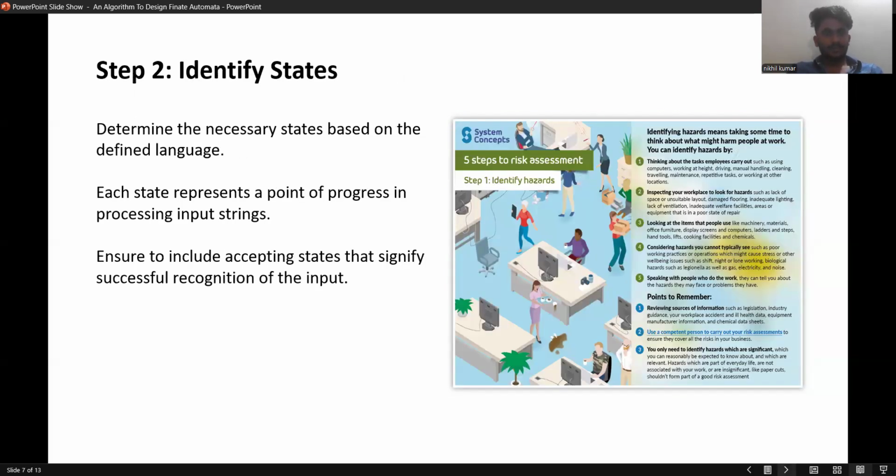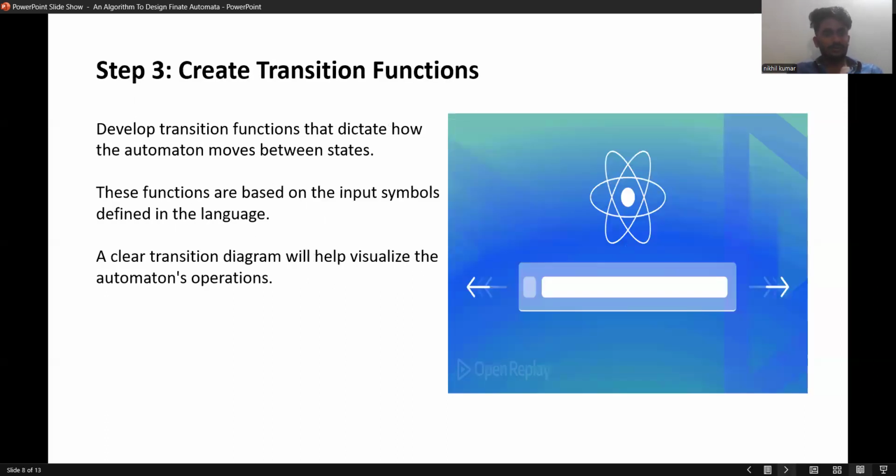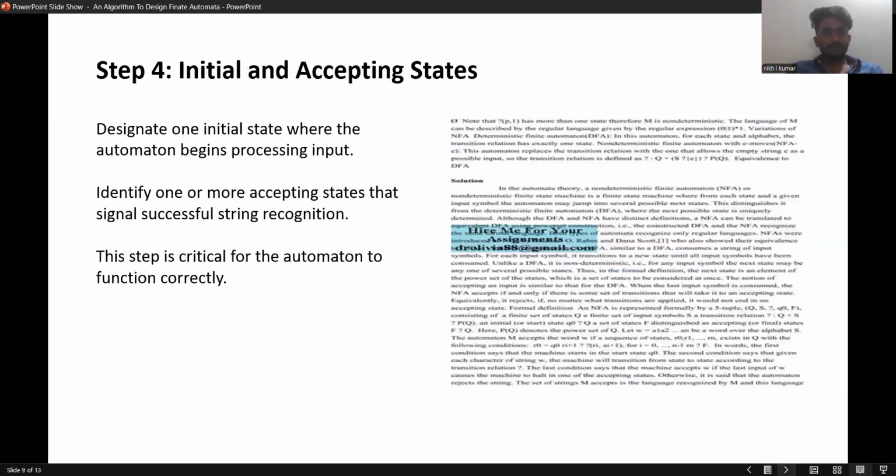Step 2. Identify states. Determine the necessary states based on the defined language. Each state represents a point of progress in processing the input string. Ensure you include accepting states that signify successful recognition of input. Step 3. Create the transition function. Develop a transition function that dictates how the automaton moves between states. These functions are based on the input symbols defined in the language. A clear transition diagram will help visualize the automaton's operations.